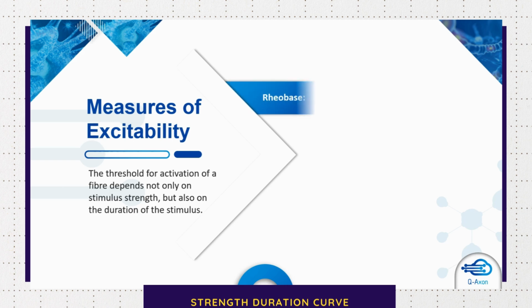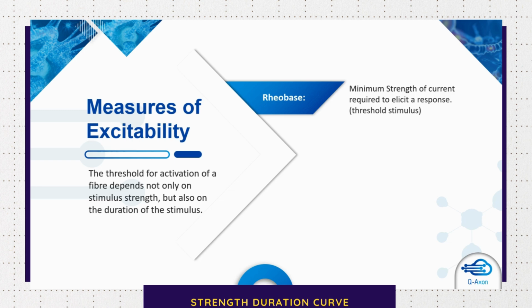So in this context, the first measure of excitability is what we call Rheobase. So Rheobase is defined as the minimum strength of current you require in order to elicit a response from a tissue. Now, not only is the strength of stimulus important, but the time duration for which you apply the stimulus is also equally important.